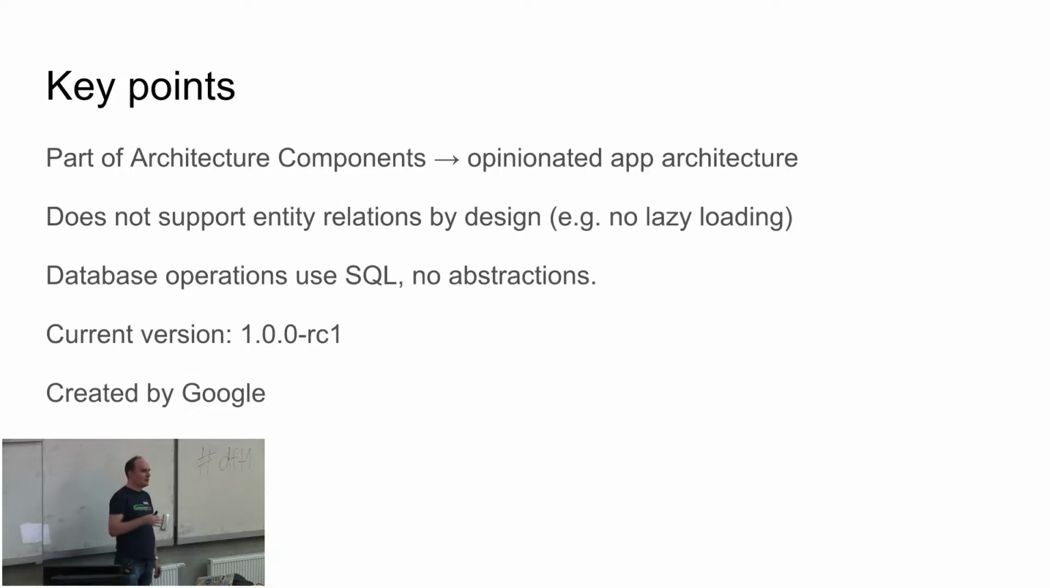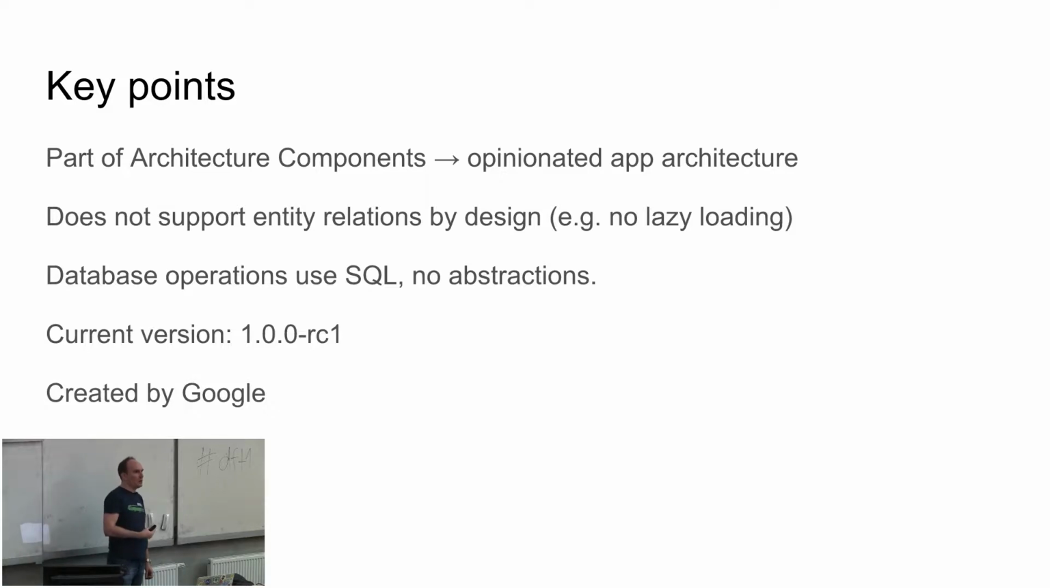So some key points about Room. It's part of the Architecture Components initiative, and the Architecture Components consist of a guide that tells you how to write Android apps in an opinionated way. It's just a guide, so you can also deviate from it, of course. It also consists of a couple of components that help you implement that architecture. Room is one of those architecture components.